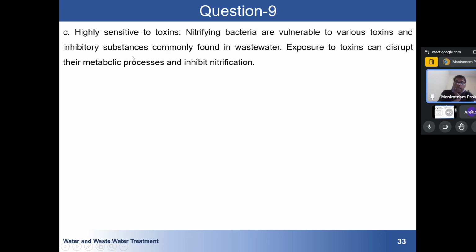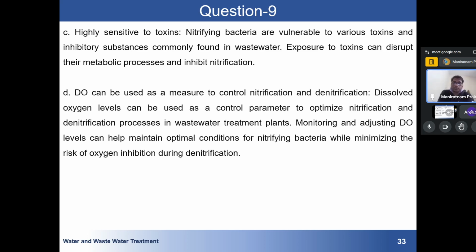Okay. C is high toxic. Nitrifying bacteria are vulnerable to various toxins and inhibitory substances commonly found in water. Exposure to toxins can disrupt their metabolic process and inhibit nitrification. So this is also correct. If something else is present, remember these are common bacteria. They can easily die by exposure to some toxin. So your wastewater should not contain any kind of other harmful thing.